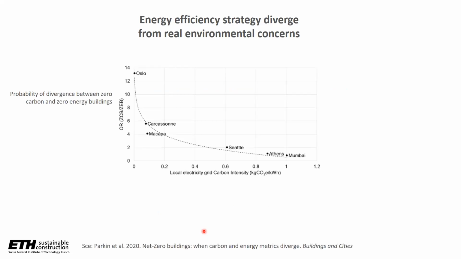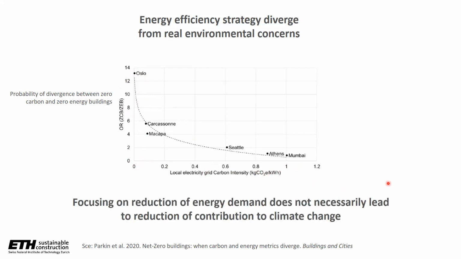There are recent studies that have shown the divergence between a zero carbon building, which is what we would aim for, and a zero energy building, which is what we measure and what the regulation is implementing. And of course, the divergence is much higher if you have a low carbon intensity in your grid than if you have a high carbon intensity. So it means that focusing on reduction of energy demand does not necessarily lead to reduction of contribution to climate change.